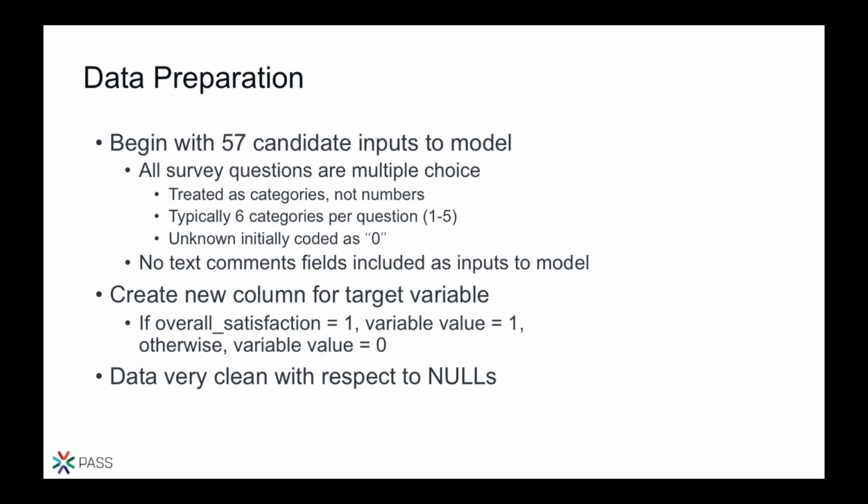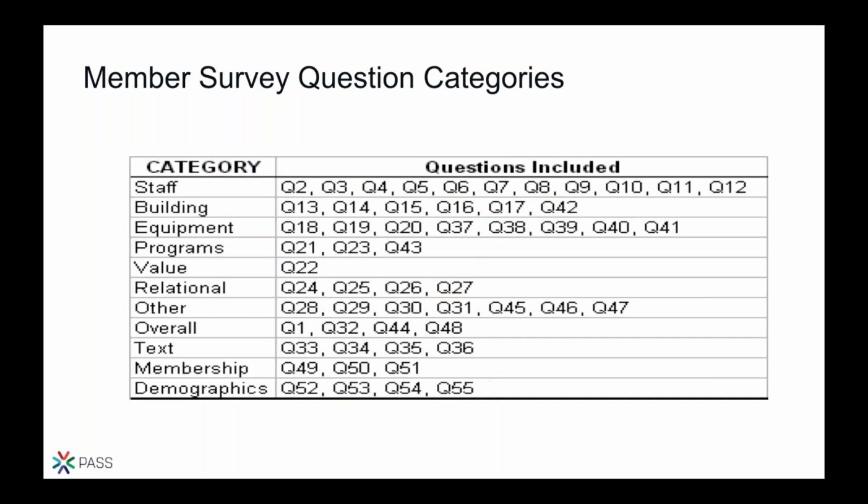So we had all these questions, 30 some odd thousand responses. I mentioned typically they were coded 1 through 5. The 57 questions that we included in the models were labeled as a 1 for the top score, 5 for the lowest score. And typically what we did for satisfaction is look at ones versus all other scores. The data was generally very clean, which means we didn't have a whole bunch of nulls in the data.